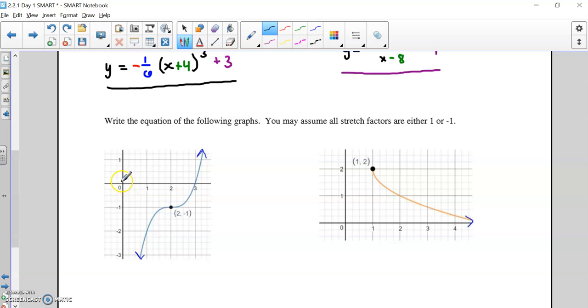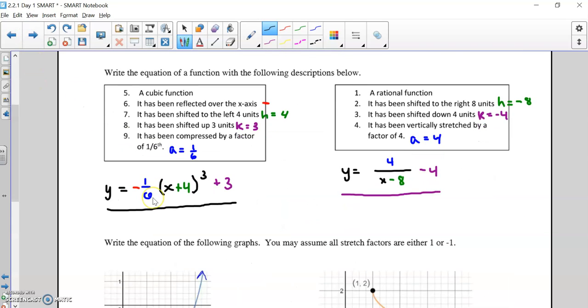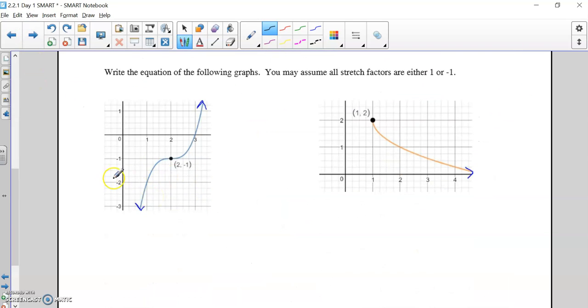So like for the cubic graph, actually if we go back to our first page, notice how the cubic function has its locator point at 0, 0, and it's this like funky curve. So I'm just going to sketch that here for us so we can have something to look at. All right, it's not very good, but gets the job done. So our original was right over here at 0, 0, and our new one is right here at 2, -1. Okay, so that tells us that we must have moved to the right by 2.